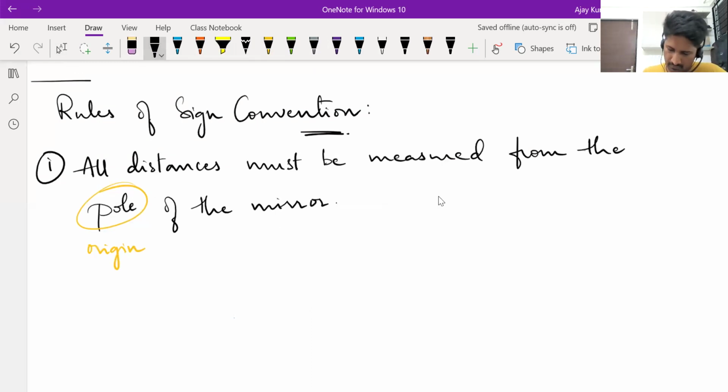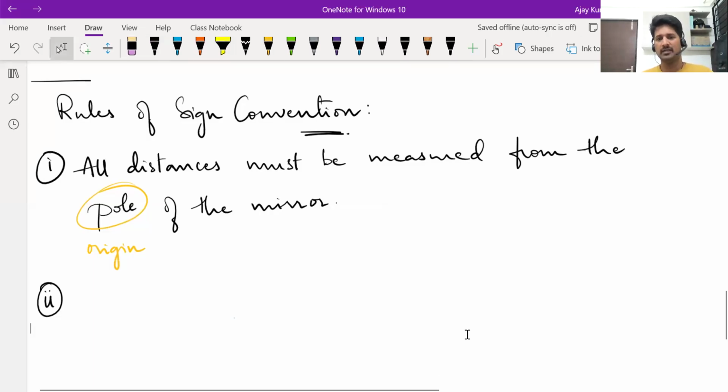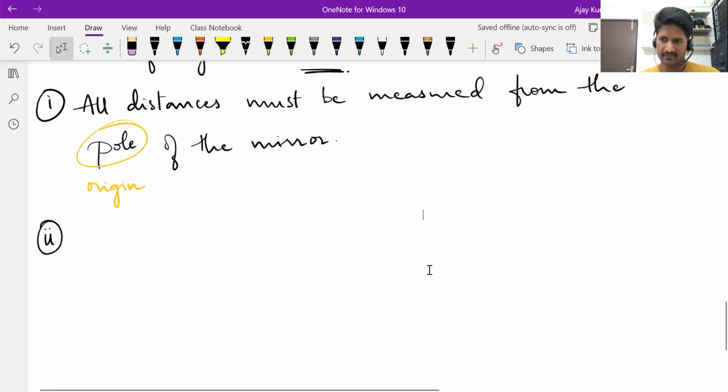Next. Now usually we take one side of the origin positive, the other side of the origin negative. In mathematics, we call right side of the origin positive, left side negative. But in optics, it's not like that. Can any of you tell me which side of the origin should be taken positive? The direction of incident ray is considered positive and the direction opposite is negative. Correct. You have to imagine which way the incident rays are traveling.